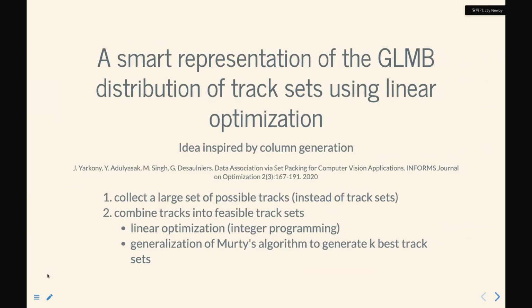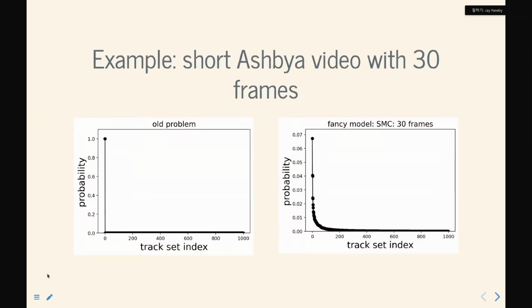We also formulated a representation of the track distribution that scales really well with the size of the problem. This was inspired by column generation. The idea is to keep a large set of potential tracks and then combine them together into potential feasible track sets using a linear programming problem, an integer programming problem. But I think I'm running a little behind, so I won't get into too much more detail about that.